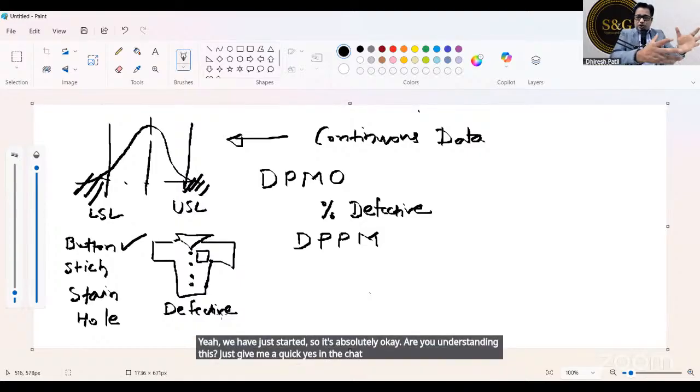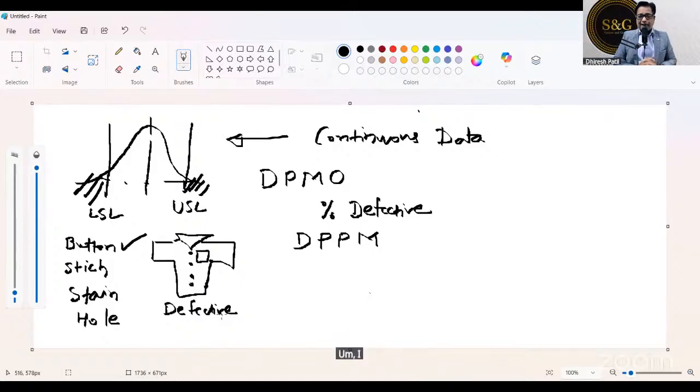Okay, so I'm just checking the shirts. I've pulled out one shirt. I'm checking these 4 defects to see if any defect is there. I found one button missing, and then I'm putting that shirt aside. That's a defective shirt. Now look at this.